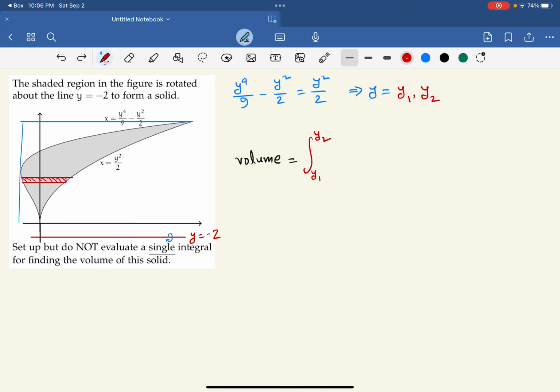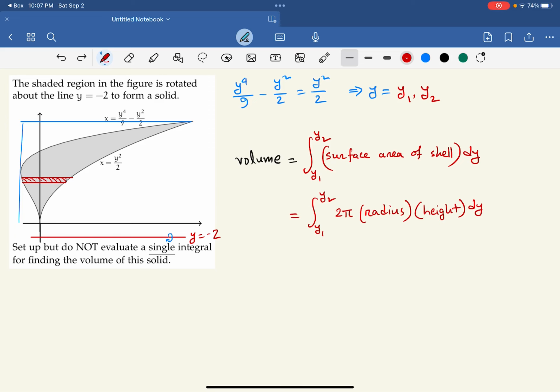For the shell method, when we are setting this up, the integration will be from the intersecting points y1 to y2. Now the integration of the surface area of the shell in terms of y from the point y1 to y2. And we know the surface area of a shell is 2 pi radius times height. And in this problem, the radius is along the y-axis. But we need to find the radius from the revolving axis, which is 2 units below the x-axis. That's why we will need an additional 2 units in the radius. Total radius will be y plus 2.